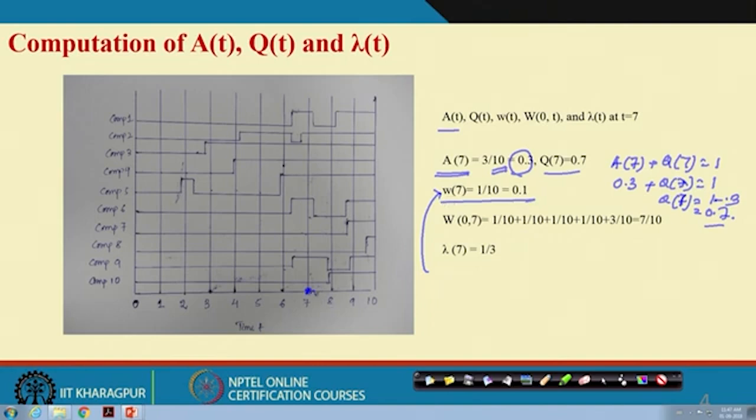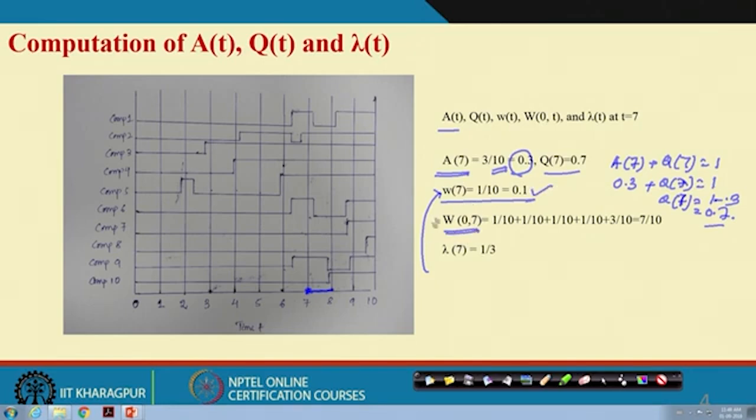So, you have to find out how many components fail in between 7 and 8. You see that in between 7 and 8, only one component failed, and although at 7 there are many failures, in this unit of time only one failed, and at time t equal to 0, there have been 10 components working. So, unconditional failure intensity is the number of components that fail in between 7 and 8 units of time divided by the total number of components at time t equal to 0. So, that is 0.1.